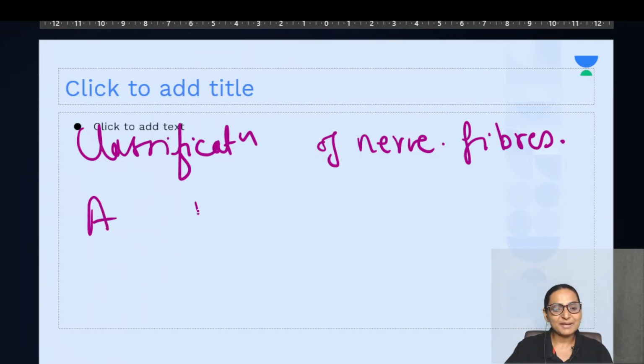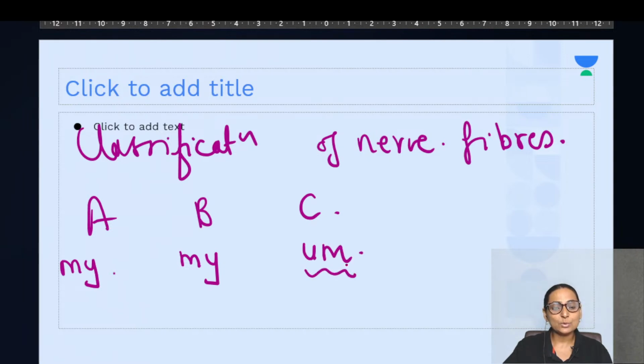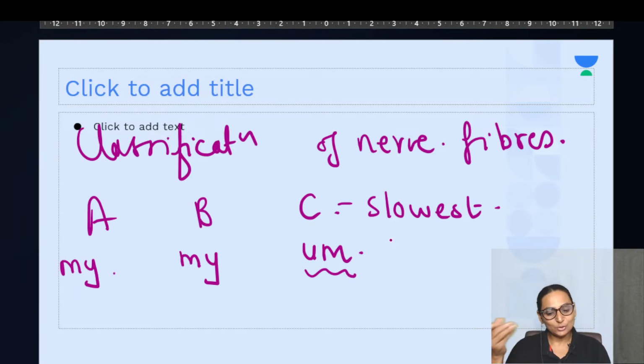And how do you classify them as A, B, and C according to the Erlanger and Gasser's classification, where A is myelinated, B is myelinated, and C is unmyelinated or non-myelinated, and has the slowest conducting velocity because of the smallest axonal diameter. So this is a pending topic from me, because it is a very long topic. There are 2 to 3 classifications.